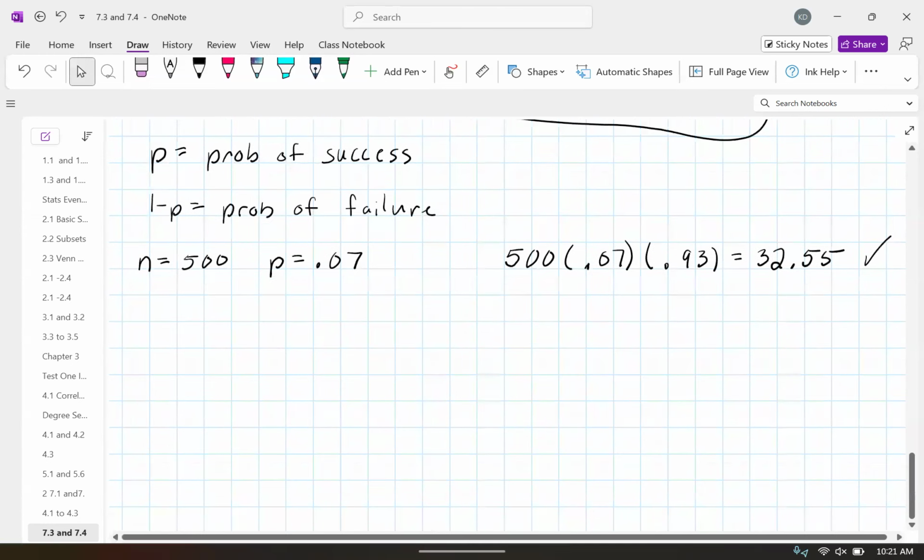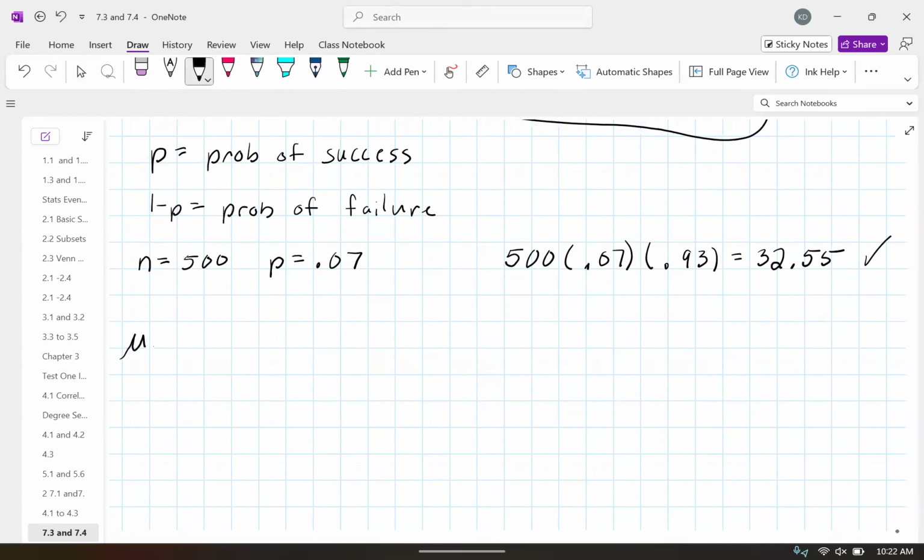Okay, so how we find our mean is we take our number of participants times our probability. So that's the number we expect in our group. Our standard deviation is the square root of np times 1 minus p. So the number we found up there, we can actually use for our standard deviation.